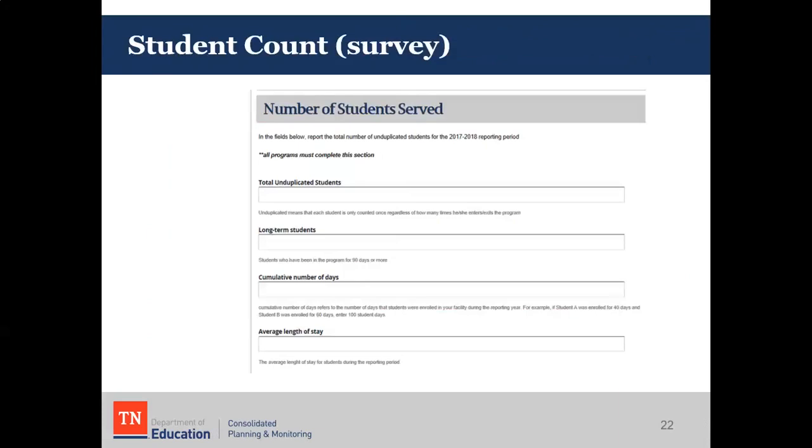Once you have your student count number, you're going to input that into FormStack. Districts will get a survey link to this. We'll also send out a PDF document so that you can take a look at the form in its entirety if you'd like.